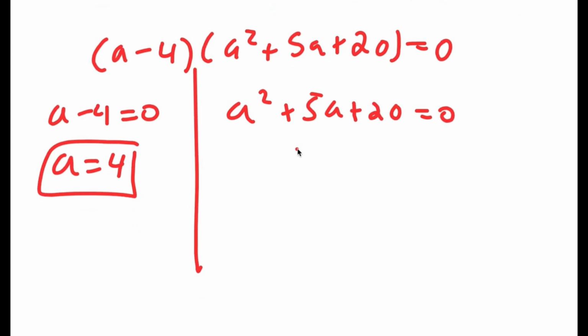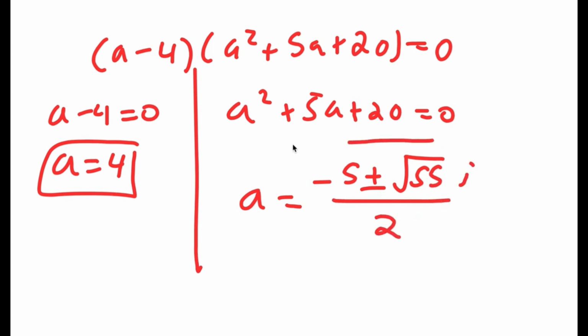I'm going to use the quadratic formula, but I'm actually not going to waste your guys' time by actually doing it. So if you do end up doing it, you get that a is equal to negative 5 plus or minus the square root of 55i over 2.